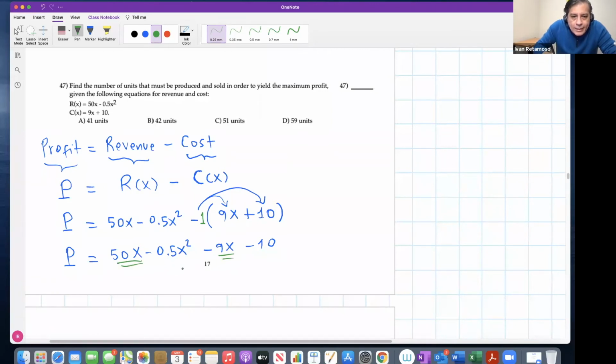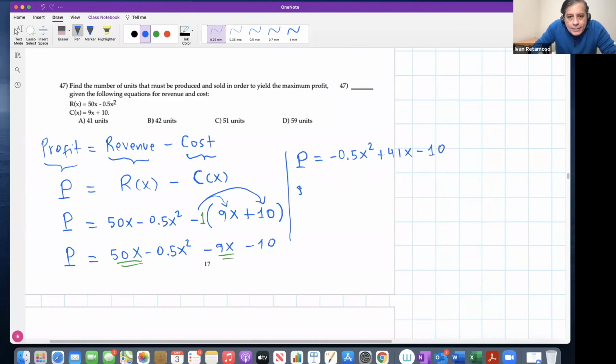These two are like terms. They have the same variable part. So combining them, I get that my profit function will be negative 0.5x squared, 50x minus 9x is just 41x, right? Minus 10. This is my profit function. It's a quadratic function, right?